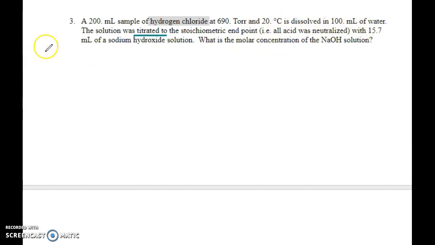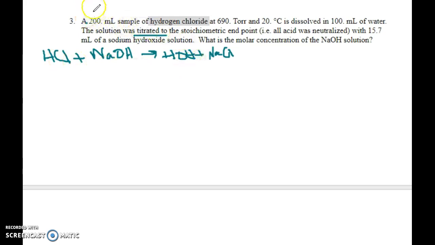So again, it doesn't really matter what order you do this, but as soon as I see stoichiometry, I'm thinking balanced equation. And this one's a pretty basic one, so NaOH plus HCl. And I'm going to get water and sodium chloride. And this one is a nice one because it's just a 1-to-1. So I don't have to do anything to balance that.